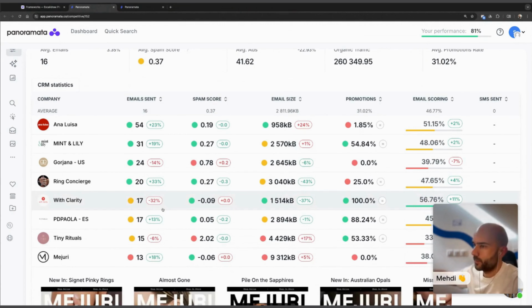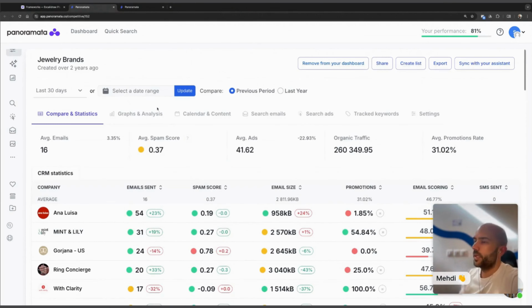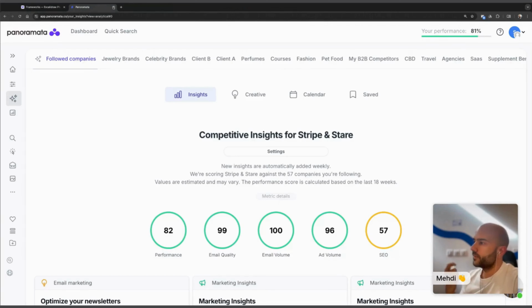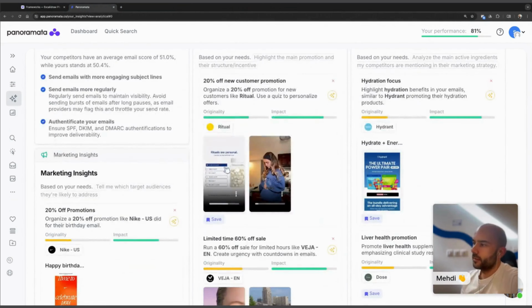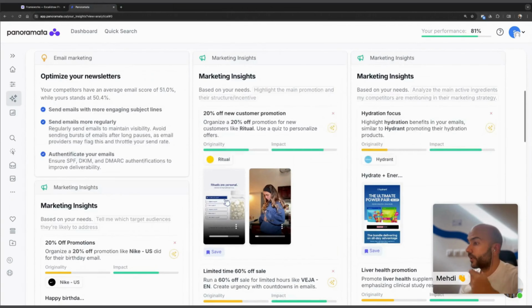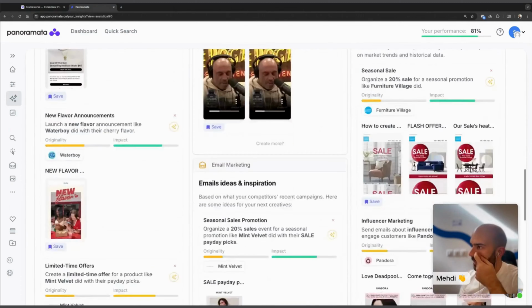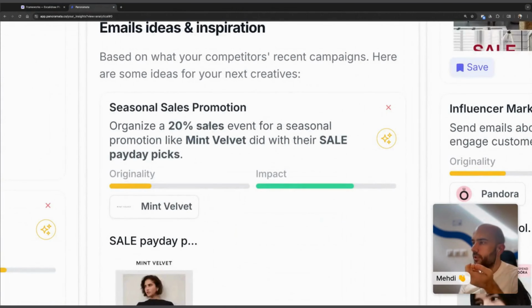Here you can obviously compare yourself right away based on these comparisons. Something that you can do on the platform as well is then receive recommendations. Here the platform behaves, so this is called the insight section of the platform. Here it behaves as if I'm the company Stripe and Stare, and the platform is going to, every single week, give me insights and recommendations on campaigns that I should create based on what my competitors have done recently.